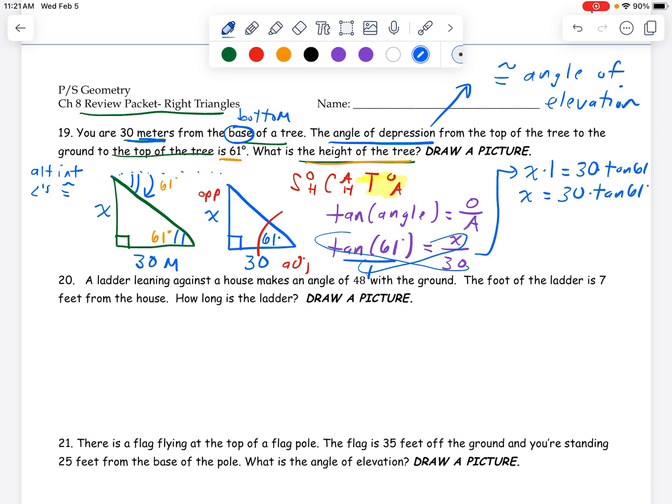And so this time the x is by itself. So in the calculator, you need to type in 30 times tangent 61. And if you do that, you would get that your value is 54.12 meters.